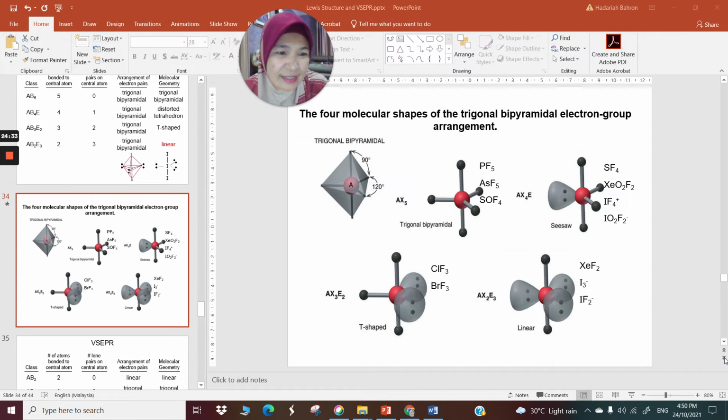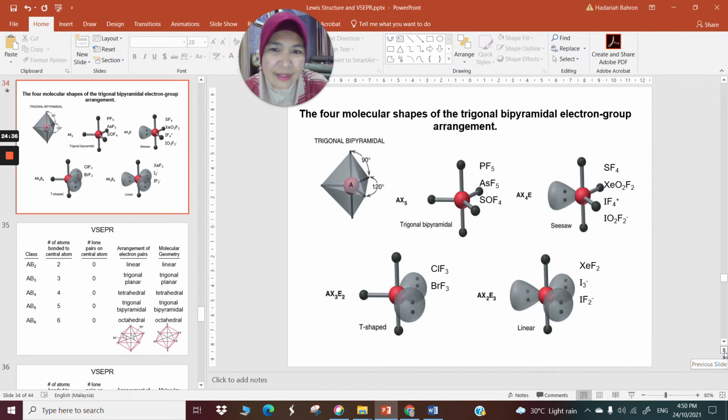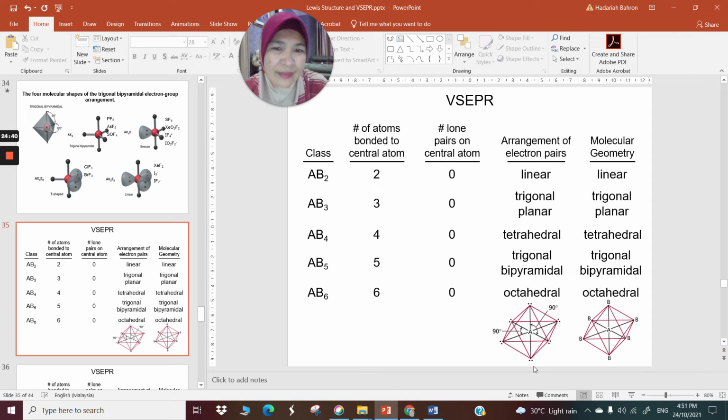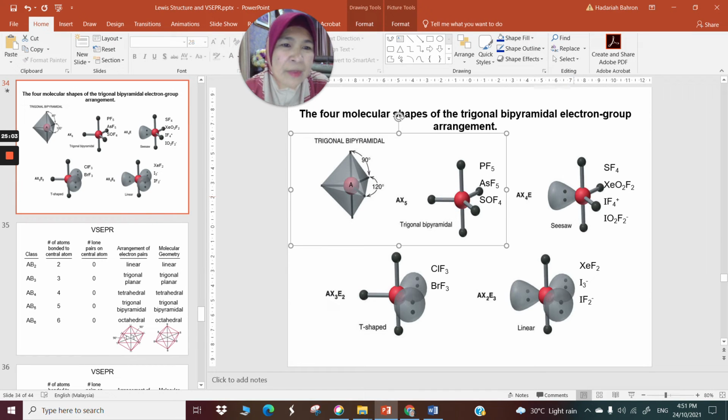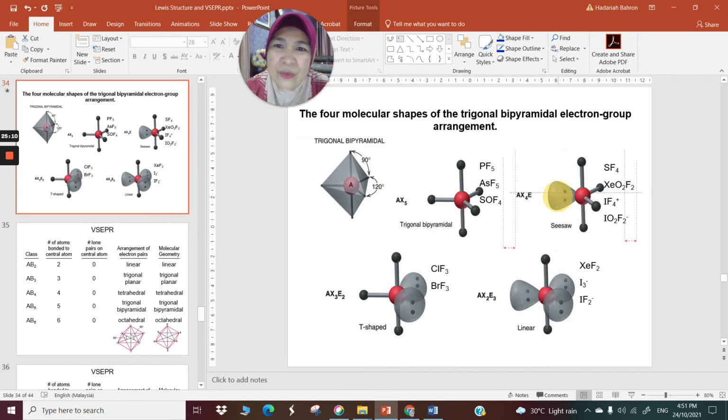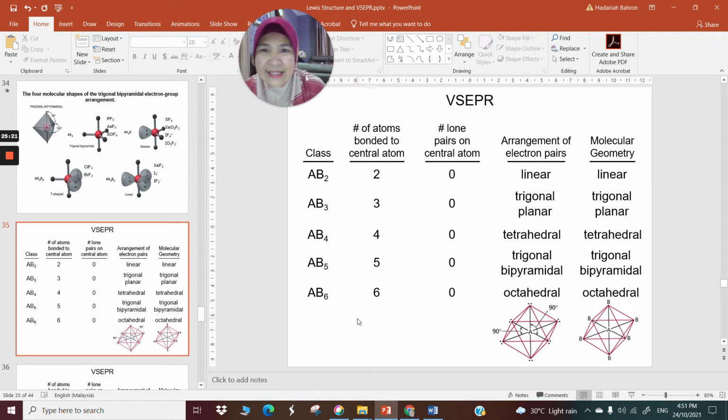And the next case is AB6. But before I go to AB6, I'll go back to the previous slide where you have these shapes shown to you. You have a perfect trigonal bipyramidal, you have the seesaw, the T-shaped, and the linear. Seesaw when there is one lone pair, T-shape when there are two lone pairs, and linear when there are three lone pairs.